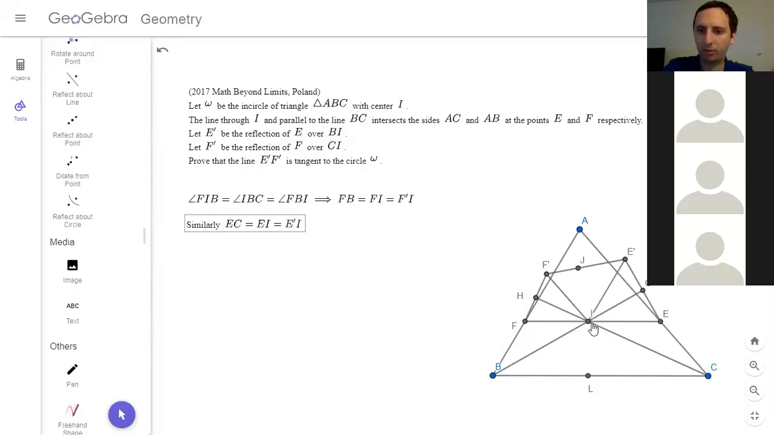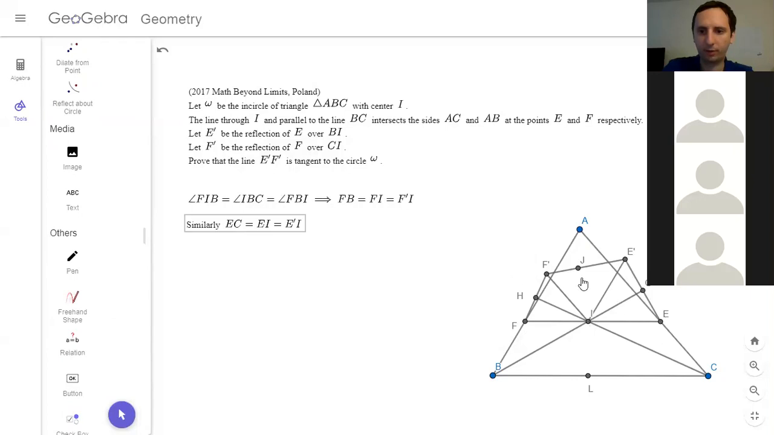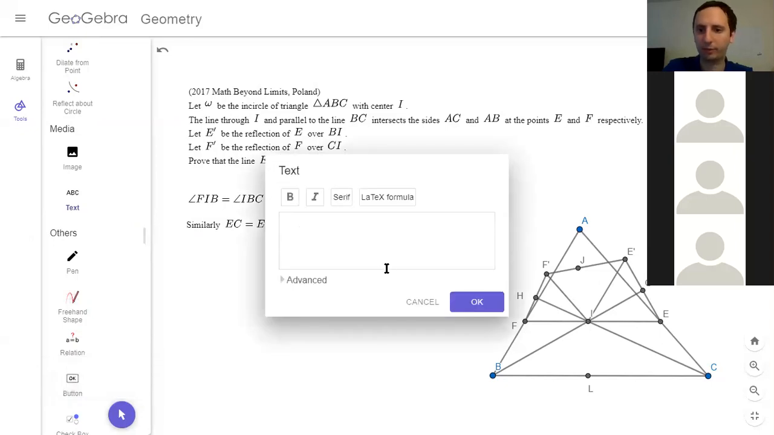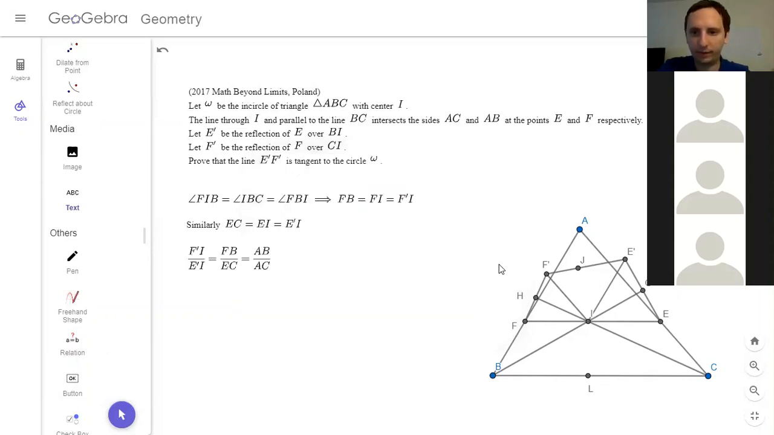And so then F prime I over E prime I is AB over AC, and then we can also do an angle chase to show angle F prime I E prime is equal to angle A. So let me write that out. We have F prime I over E prime I is equal to FB over EC, which is equal to AB over AC. And then it's an easy angle chase to show that this is equal to angle A. So I'll do that right now.